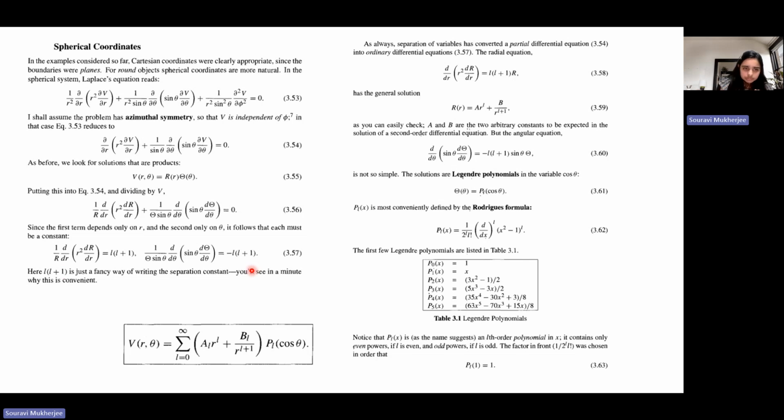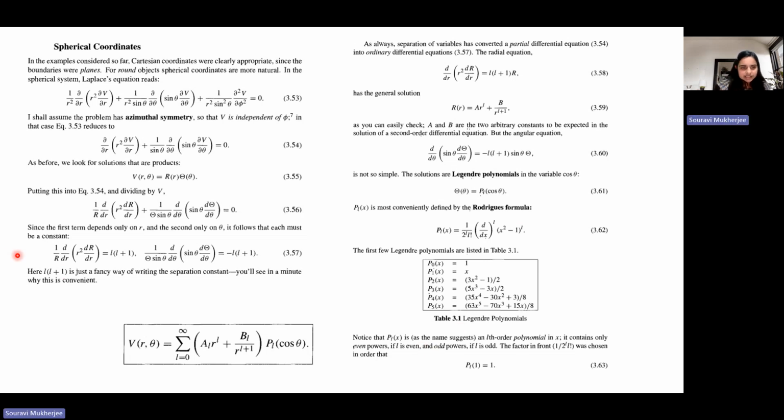The solutions to these equations are Legendre polynomials, and they are orthogonal and also form a complete set. So they have their own orthogonality relation, which is again used in the Fourier trick to find the coefficients. The Legendre polynomials can be defined using the Rodrigues formula, and this is how they look for different values of l.